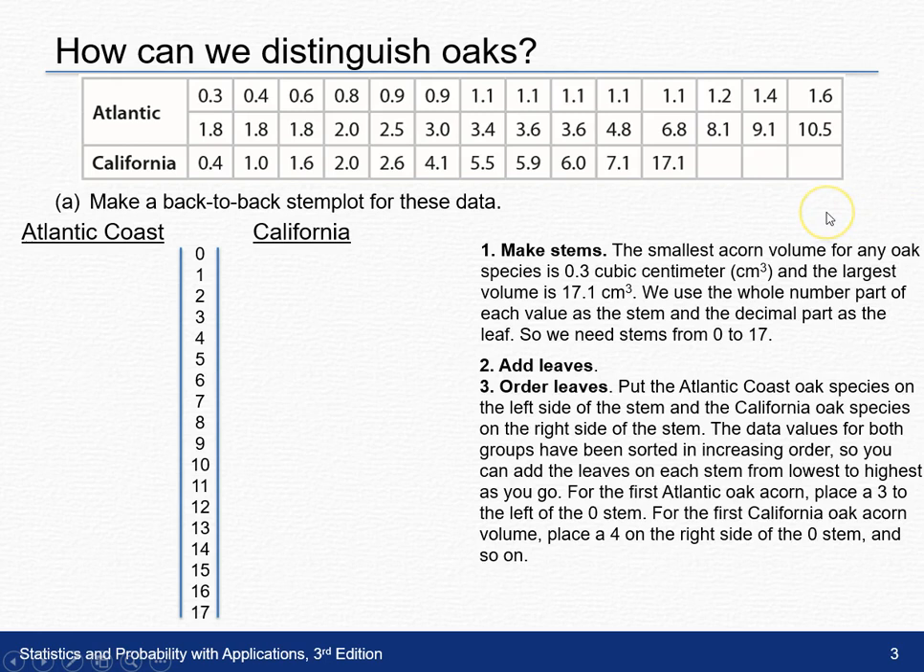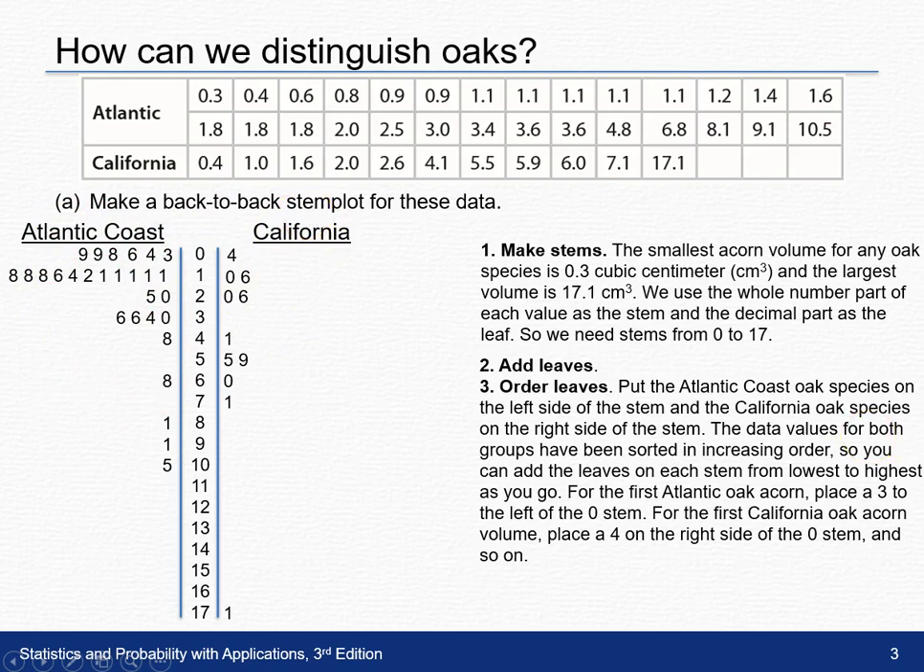What we need to do next is add the leaves. To do this, we want to put them in order. We're going to begin by placing the Atlantic coast value, 0.3. Then we're going to do 0.4, 0.6. Then for California, we can do 0.4. We can do the 1.0, the 1.6, and then so on. So filling in all your lists for the Atlantic coast and for the California coast.